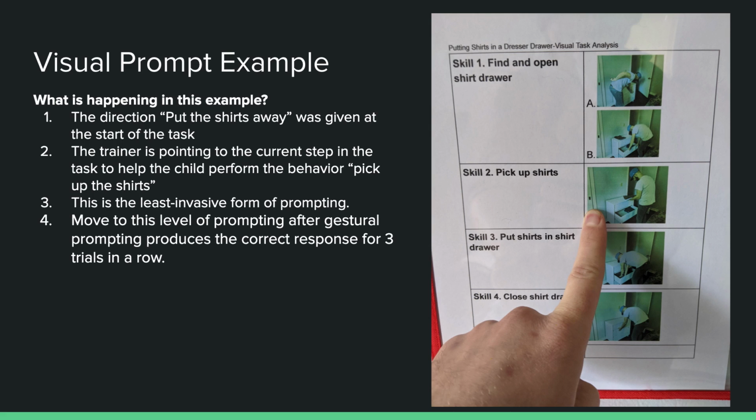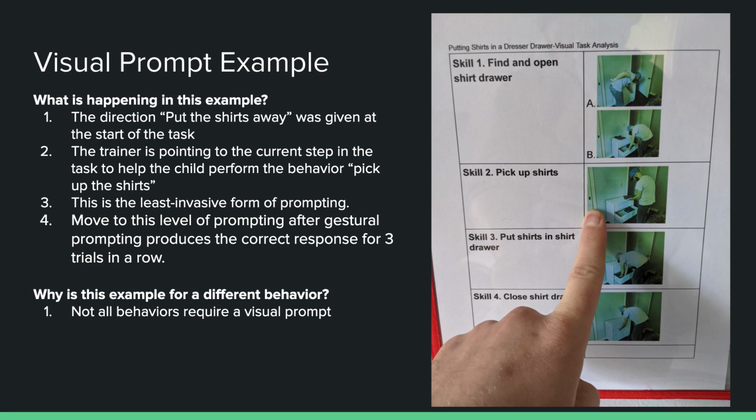And you move to this level of prompting again after gestural prompting produces the correct response for 3 trials in a row. So why is this example, excuse me, why is this example for a different behavior? All right, so not all behaviors require a visual prompt. So for the other example of touch the dog, if you show a picture of the dog, the kid might actually touch the visual and not the actual response that we're looking for from our field of three on the table.